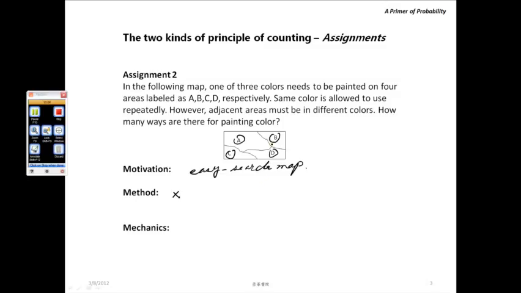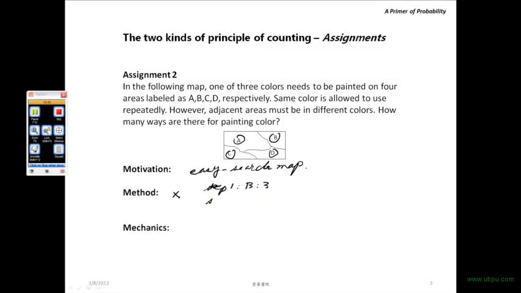Area B and area C may share the same color because they are not adjacent. In such a case, we start painting B as the first step, which has 3 colors to choose. So for step 1, B gets 3.